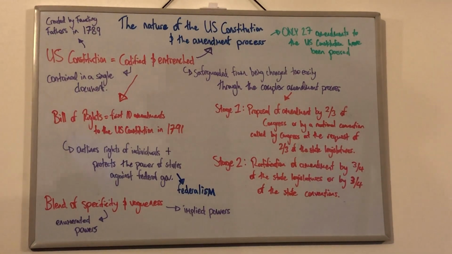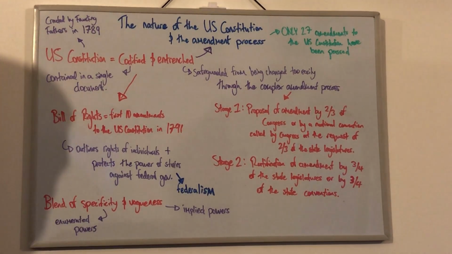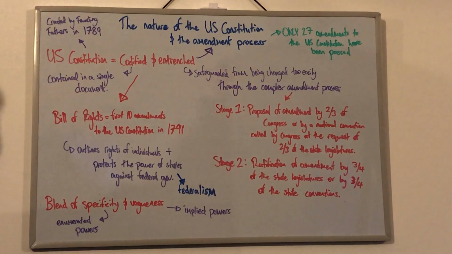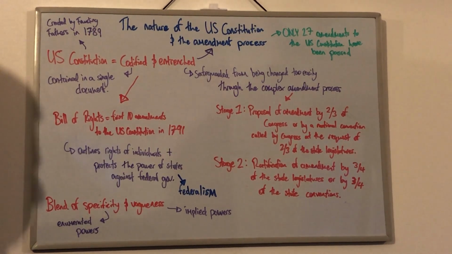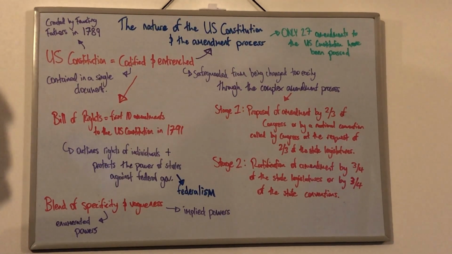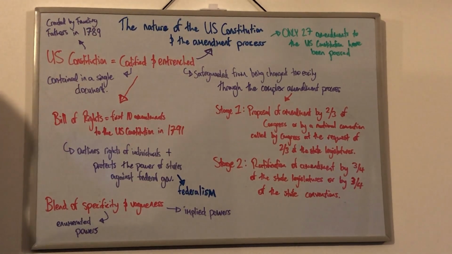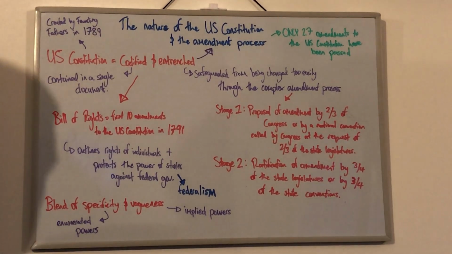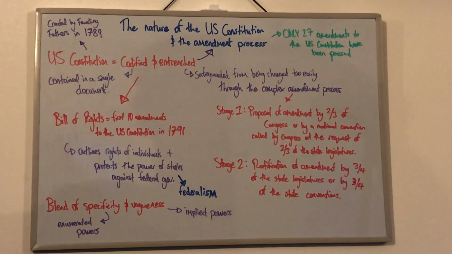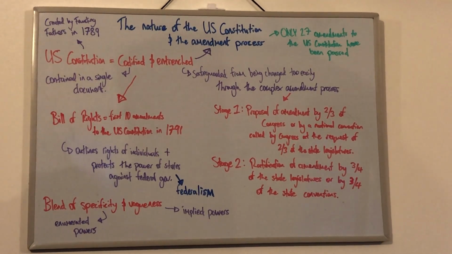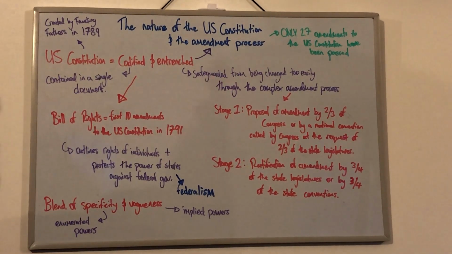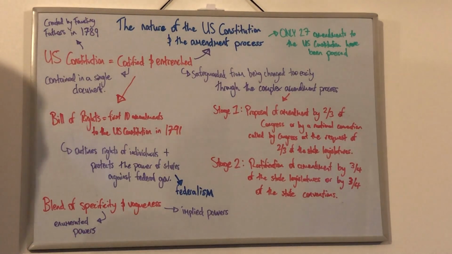Now, this is quite different from the UK Constitution, because as you've learned throughout Year 12, the UK Constitution is uncodified, okay? Which means that it is located across many different sources and across many different documents, and it hasn't been written at a particular point in the United Kingdom's history, but it has evolved over time.